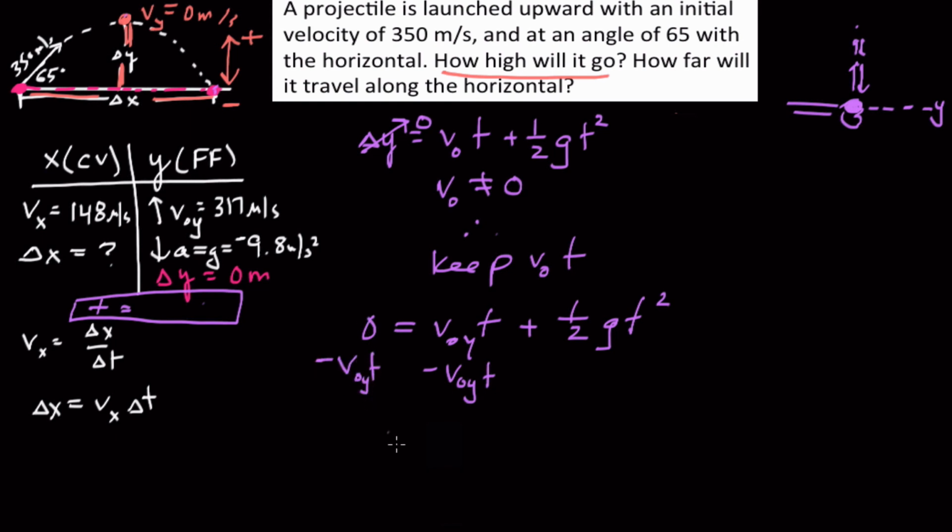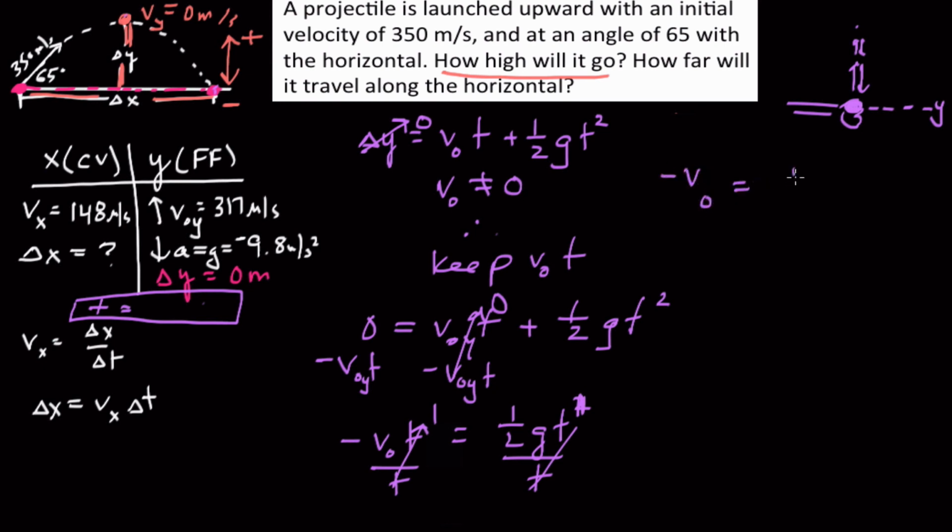0 minus V naught T equals negative V naught T on this side. V naught T minus V naught T is 0, so I end up with 0 plus 1/2 GT squared. I don't have to write the 0. So this equals 1/2 GT squared. And now look what I can do. I can divide both sides by T. Negative V naught T over T, T over T is 1, so I end up with just negative V naught on that side. When I divide this by T, my T squared just becomes a T. So negative V naught equals 1/2 GT.